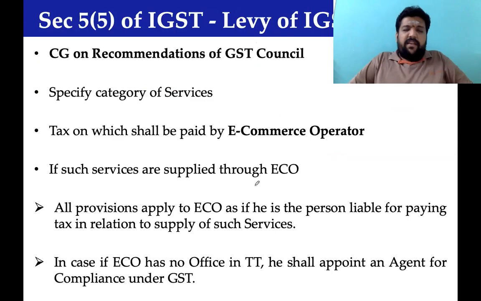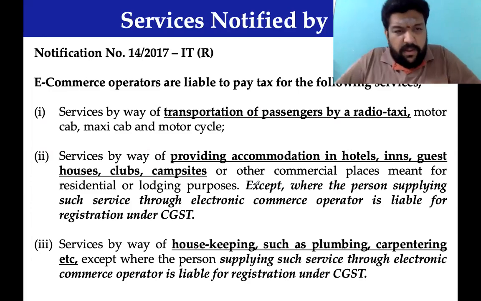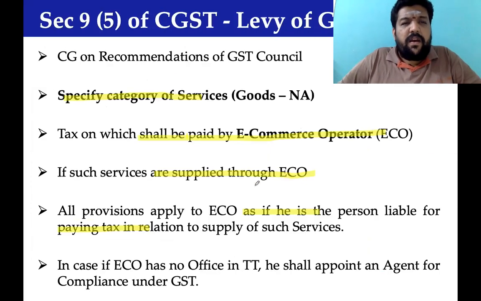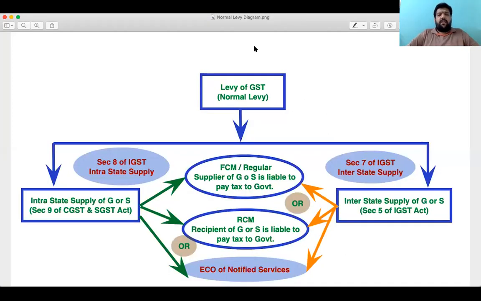And coming back over here, e-commerce operator, same position. See, when you are aware of intrastate supply, interstate supply is going to be clear automatically. Now, coming back here, revisit this diagram once again. This is what we have been trying to discuss over here. If it is an intrastate supply, then Section 9 of the CGST Act and Section 9 of the SGST Act is applicable.